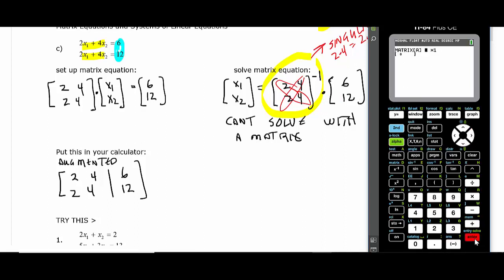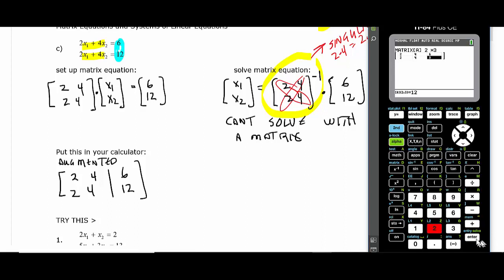What's the size of the matrix I'm putting in? 2 by 3. Okay, it's got 2 rows and it's got 3 columns. So you want to get that set up. Then just put in the first row, which is 2, 4, 6. Okay, like that. And then the second row is 2, 4, 12.